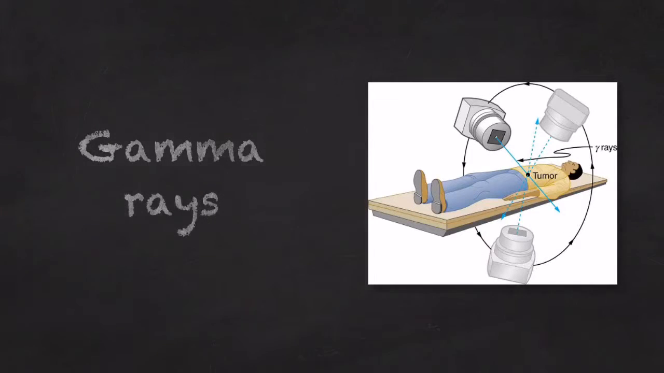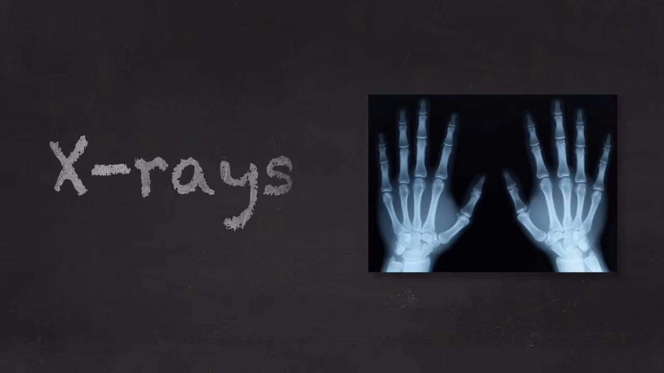Gamma rays have the highest frequency, the highest energy, and the shortest wavelength of the electromagnetic spectrum. X-rays have a slightly lower frequency and therefore slightly less energy than gamma rays. But they can still do damage, that's why we don't have too many X-rays in one year.